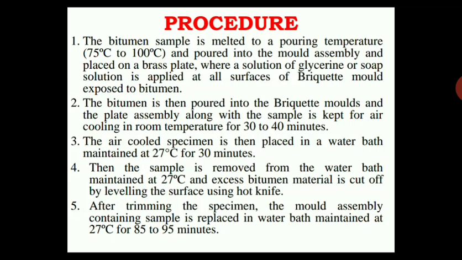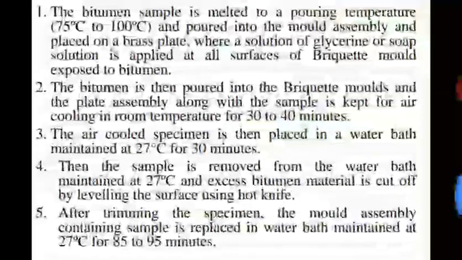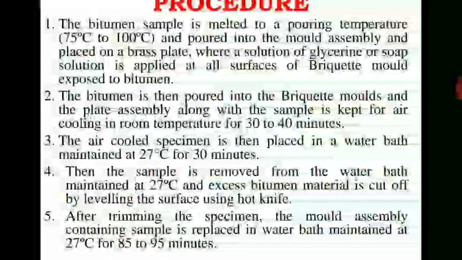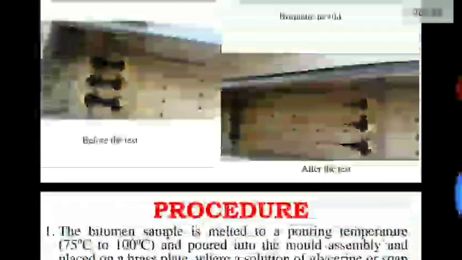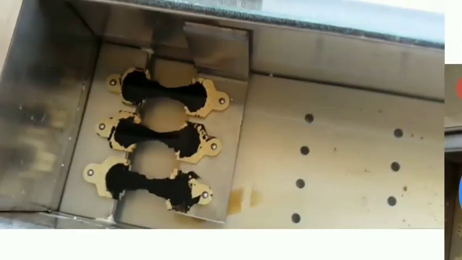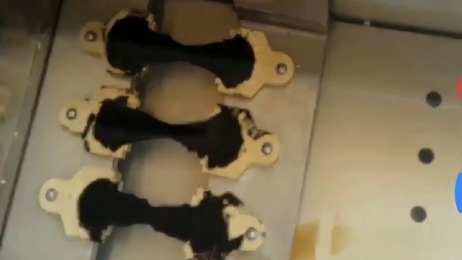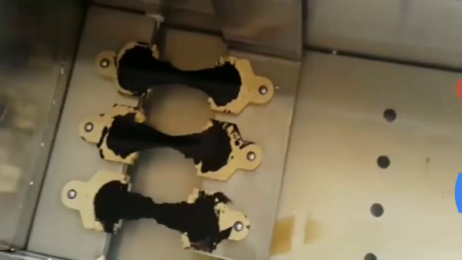Okay, so 30 minutes we need to keep that one in the water bath at the standard temperature of 27 degrees Celsius, and then the sample is removed from the water bath and maintained at 27 degrees Celsius, and the excess bitumen is cut off. So after removing it, we need to level off this particular mold, so that wherever the extra bitumen is attached, we can chip it off.